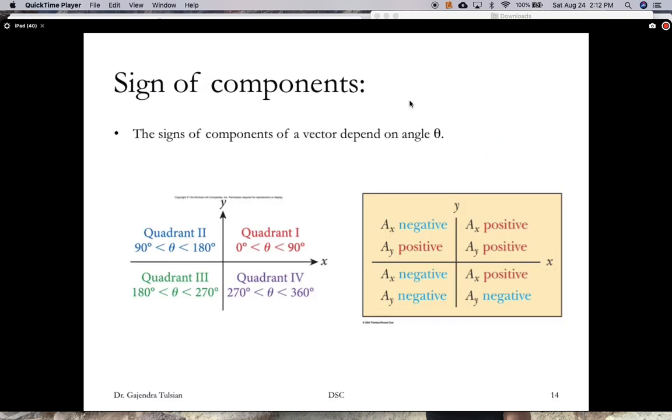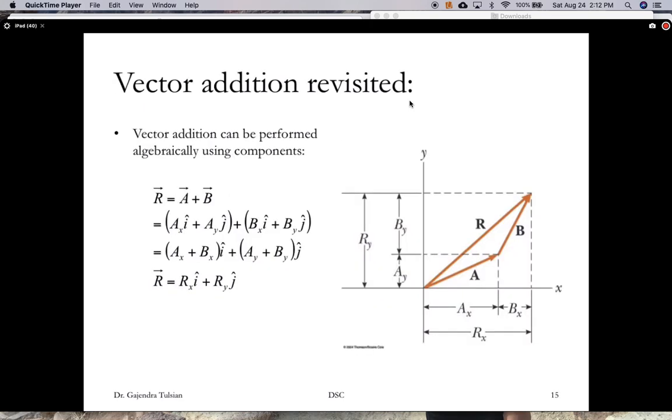All right, so one last thing: signs of the components. If a vector is in the first quadrant, its x and y components will be positive. If it's in the second quadrant, the x component is negative and the y component is positive. When a vector is in the third quadrant, both its components are negative. And in the fourth quadrant, the x component is positive and the y component is negative. All right, let's stop this here.